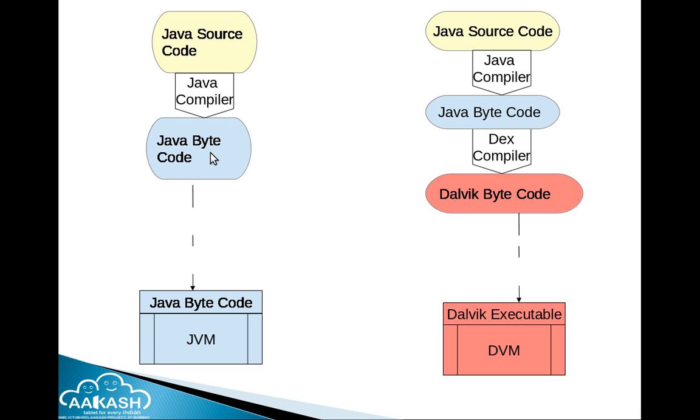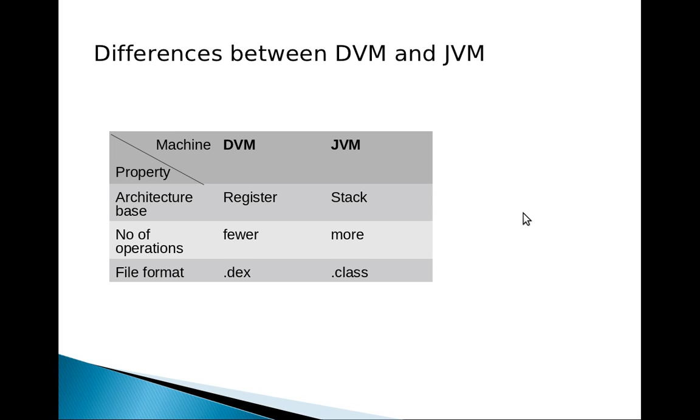If you try to decompile Java bytecode, you can get almost your whole code back. But with Dalvik bytecode, that's not the case. It's pretty difficult to decompile, and if you are able to decompile, you won't get your source code back. So that's the difference between the two processes. Now let's look at the difference between the JVM and DVM.